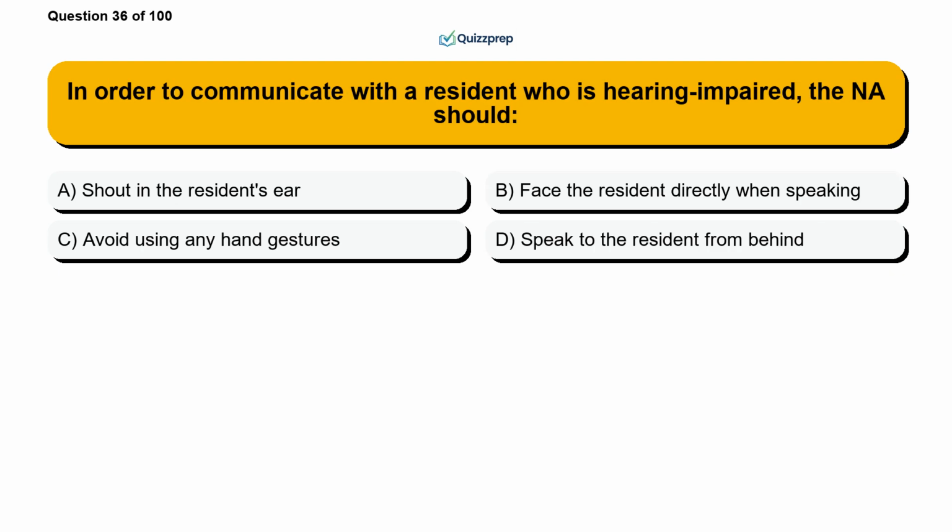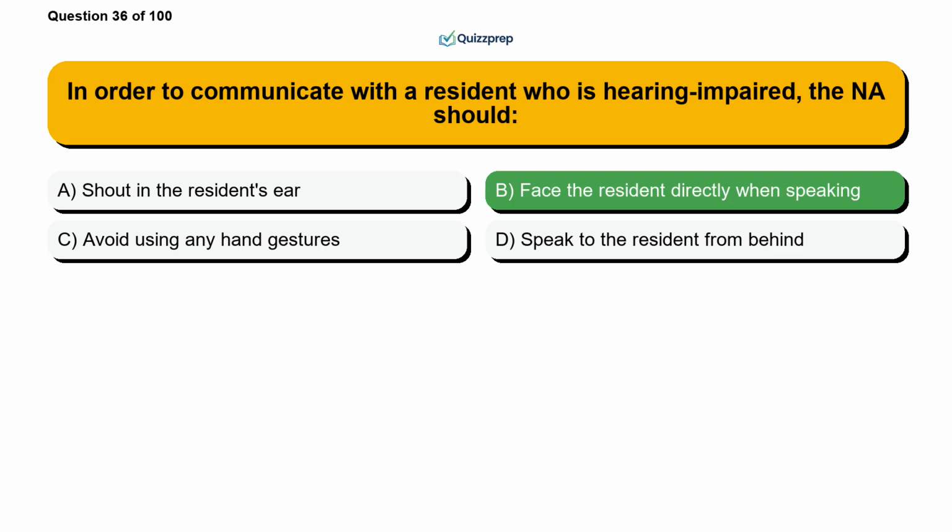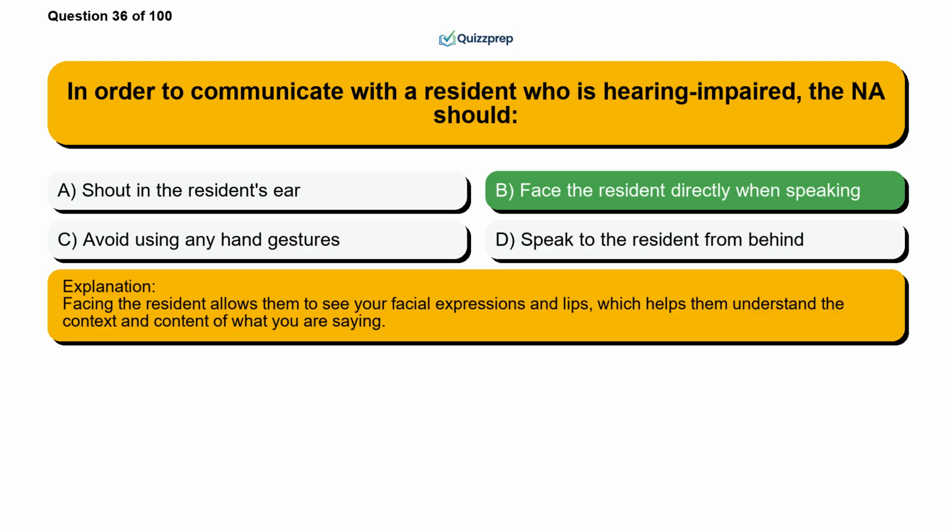Question 36. In order to communicate with a resident who is hearing impaired, the NA should: Option A, shout in the resident's ear. Option B, face the resident directly when speaking. Option C, avoid using any hand gestures. Option D, speak to the resident from behind. The correct answer is option B, face the resident directly when speaking. Facing the resident allows them to see your facial expressions and lips, which helps them understand the context and content of what you are saying.